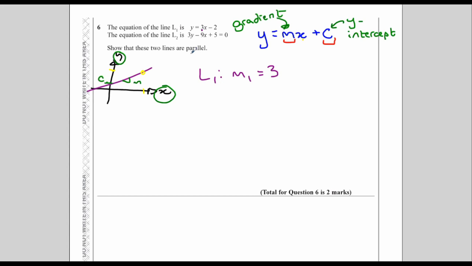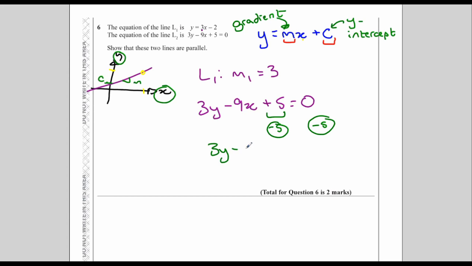That's the gradient. For L2, we need a bit more work. We need to rearrange the equation so that it's y equals. So let's get down to it. Let's minus 5 from both sides, and we get 3y minus 9x equals minus 5. Let's add 9x onto both sides.